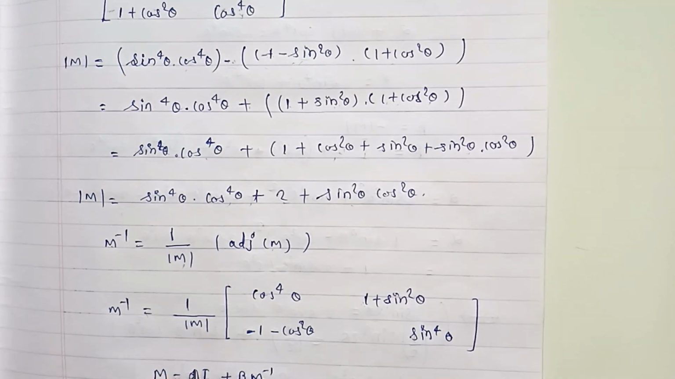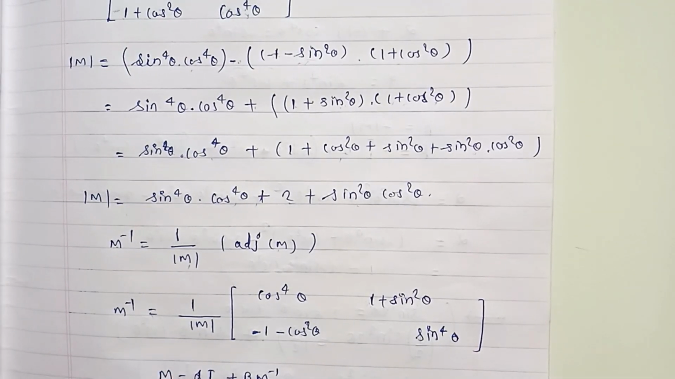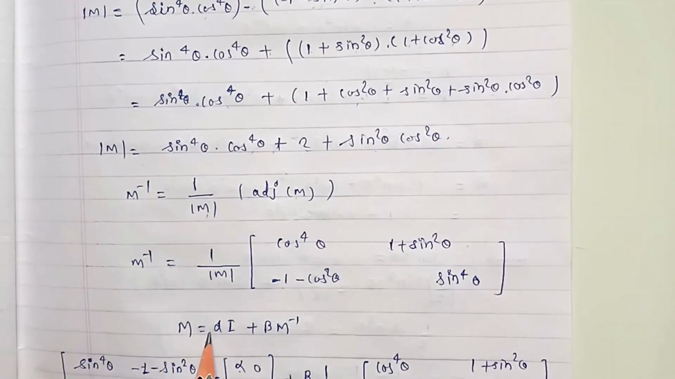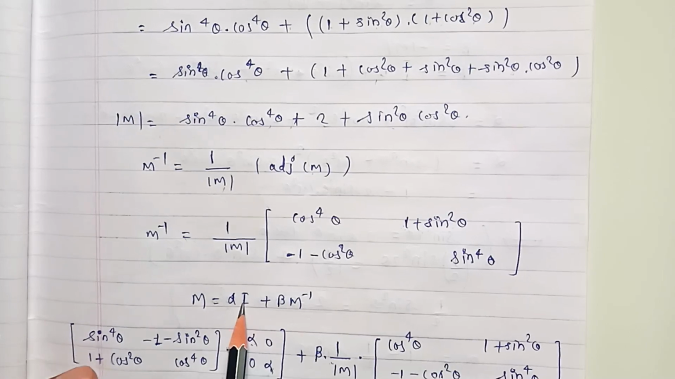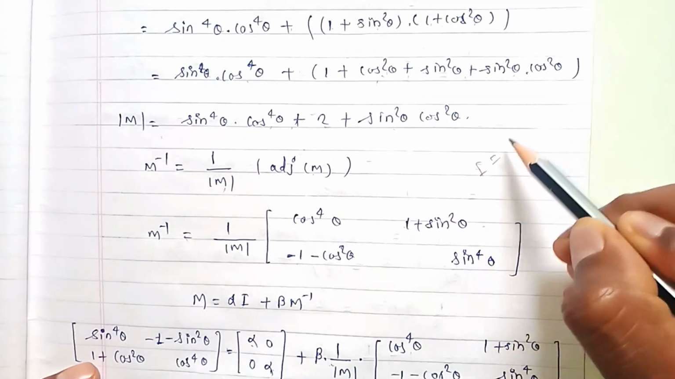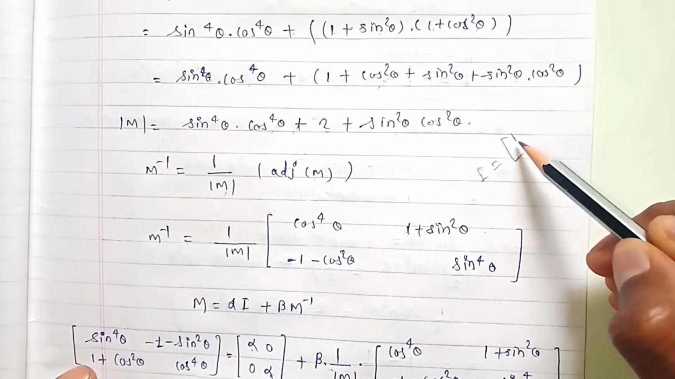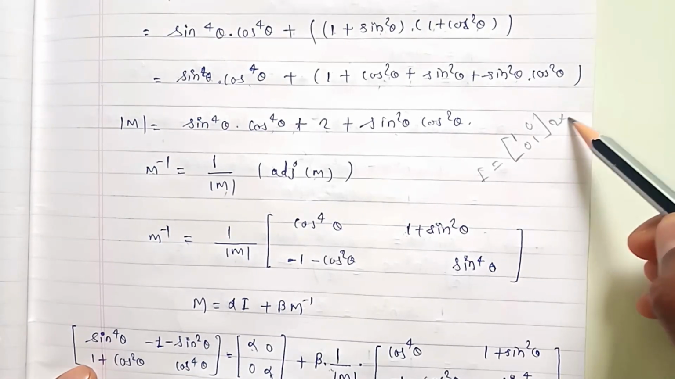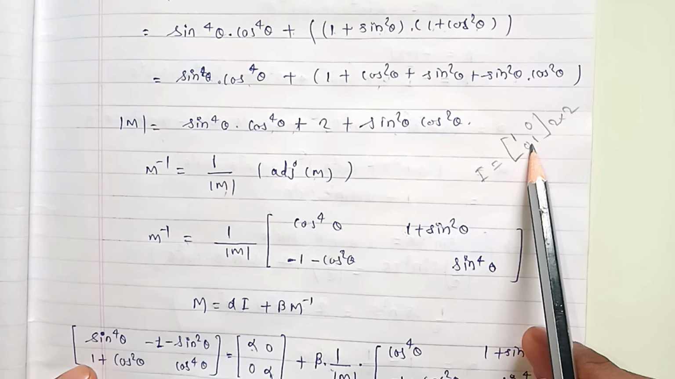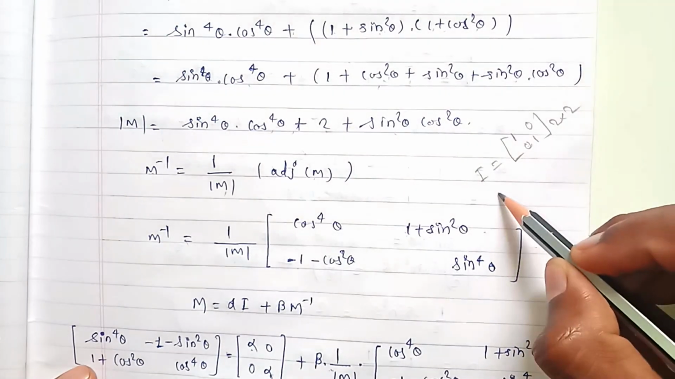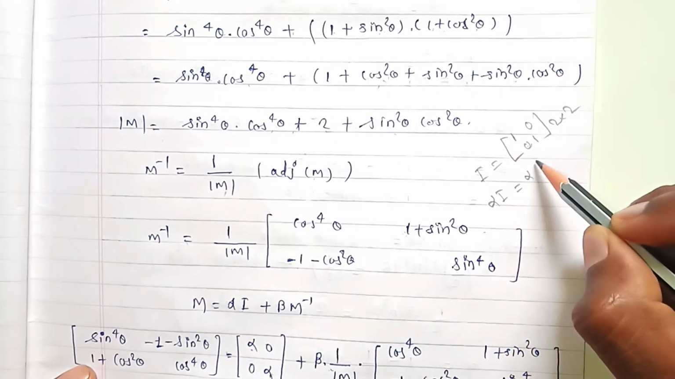Now in our question we are given M equal to alpha I plus beta into M inverse. So this one is given in our question. Substitute the values: the identity is a 2 by 2 matrix, like 1 0 0 1, this is the 2 by 2 identity matrix. Now we want the identity into alpha, so that means alpha into I.